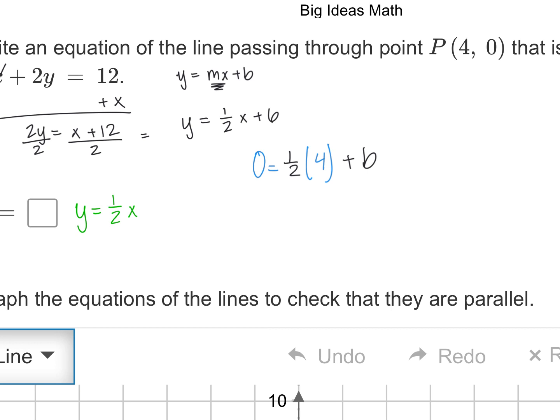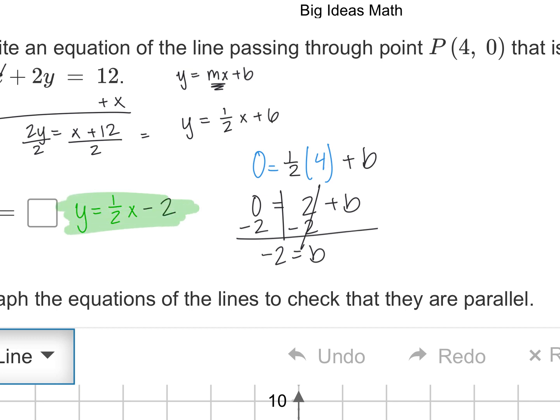So who can tell me what's half of 4? 2. I'm going to get 0 equals 2 plus b. And how do I solve for b by itself? Good. I'm going to subtract 2 from both sides of my equal sign. I'm going to get negative 2 equals b, and I'm going to plug it in right here. So now I have both equations: the one I solved and the one they gave me.